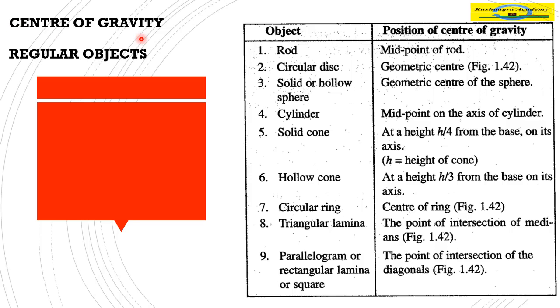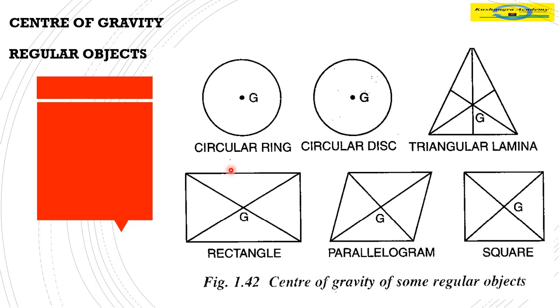Let's see the center of gravity of some regular objects. If an object is a rod, which is a regular object, it has to be the midpoint of the rod, because at the midpoint we can balance the rod. Circular disc, it has to be at the center of the circular disc. Sphere, you can imagine likewise. In a circular ring, it is at the center. In a triangular lamina, an equilateral triangle, it will be the centroid.